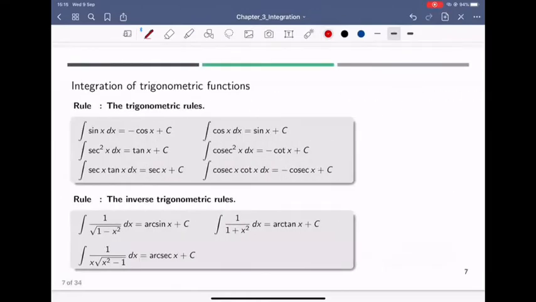All right, so the last rule that we obtained from the previous chapter. Because we know the rules for differentiating trigonometric functions and inverse trigonometric functions, we're going to get back a set of integration rules. The first one is the trigonometric rule. Because you know that differentiating sine gives cosine, that means integrating cosine gives back sine. Because differentiating cosine gives negative sine, that means integrating sine gives negative cosine.